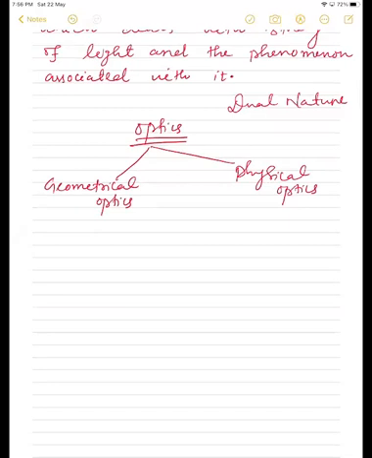Geometrical optics means based on the rectilinear propagation of light. When light is traveling as a form of energy, it is traveling in a straight line, yes or no? This is only valid if the size of the obstacle or the opening is much larger than the wavelength of the light. Yes or no? We'll see in physical optics what is the difference between wave optics and ray optics.